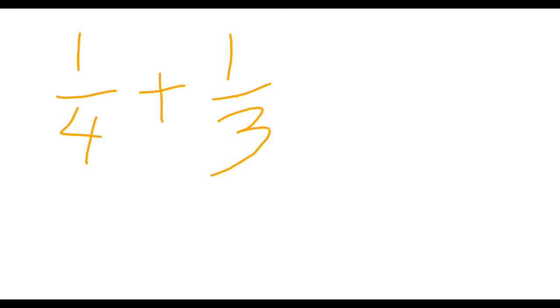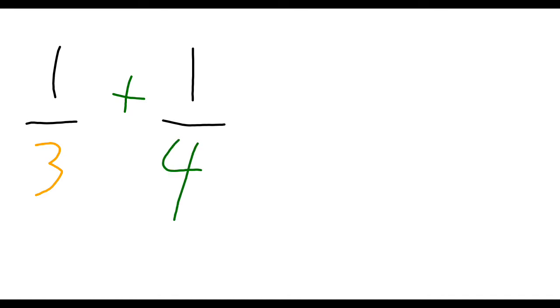Okay, so if they are not the same, say we have 1/4 plus 1/3. Let's change this up real quick. Let's go with our 1/3 and our 1/4. Okay, so we're going to add these together. They're not the same here. These two numbers are not the same. We need them to be the same. How do we make them the same?